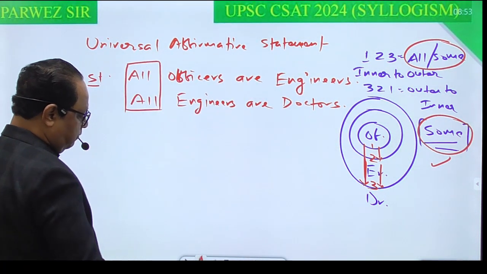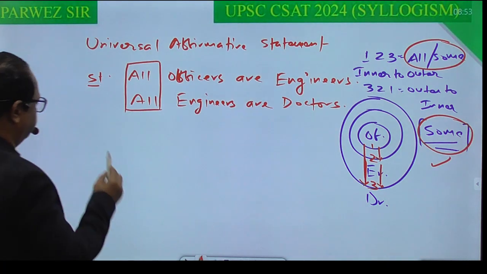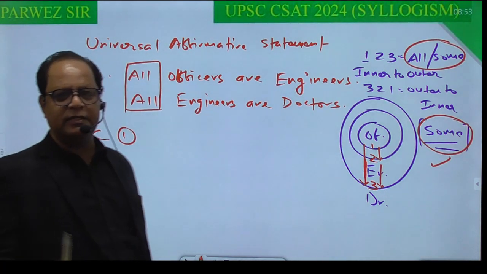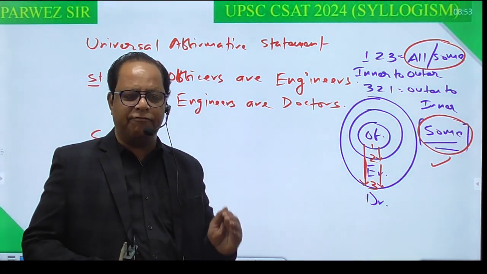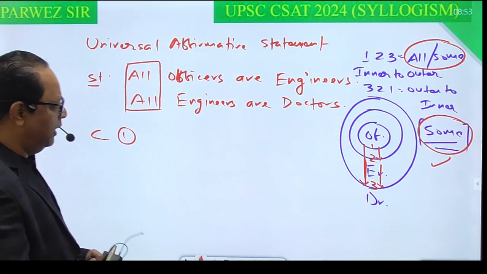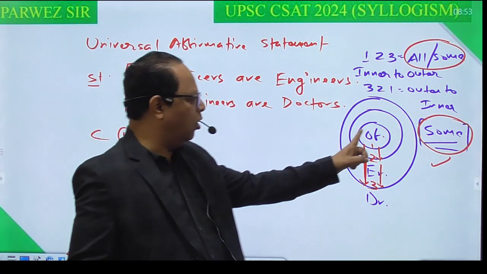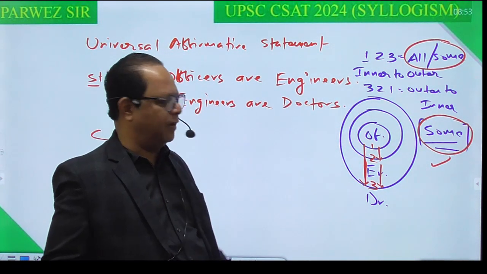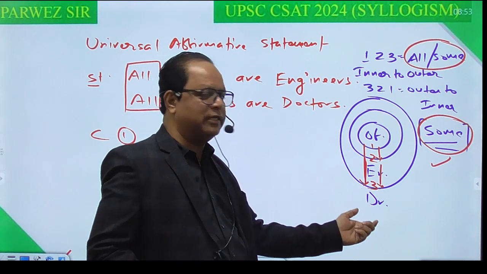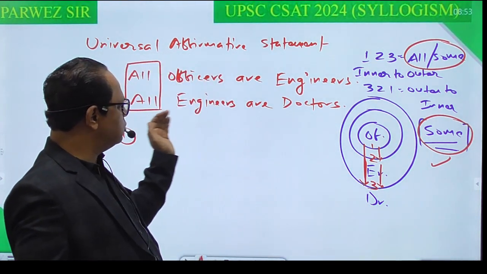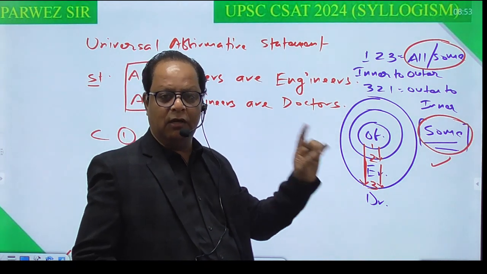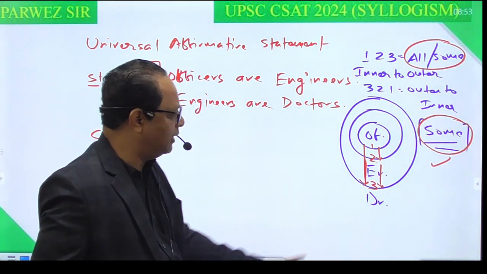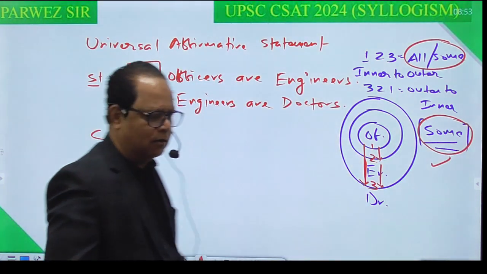Now, find the conclusion of the question. First we will see conclusion in the form of all. Here we find all officers are engineers, which is given in our statement. Another one, all engineers are doctors, which is also given in our statement. One more for all is left, and that is all officers are doctors.